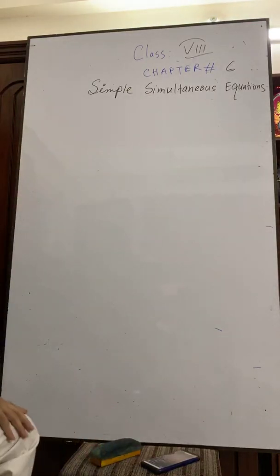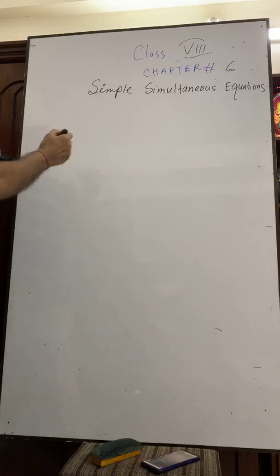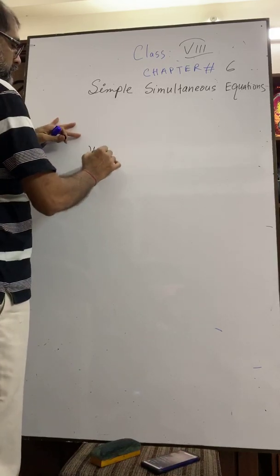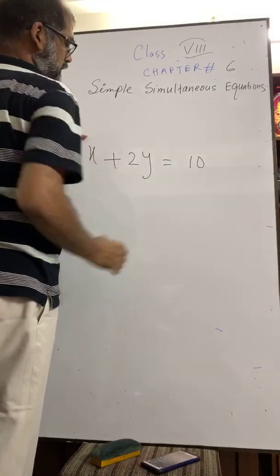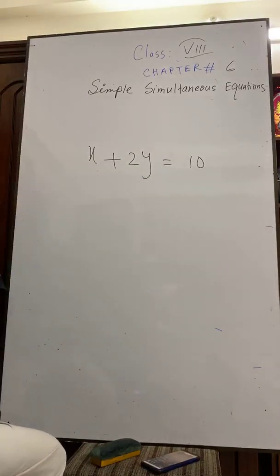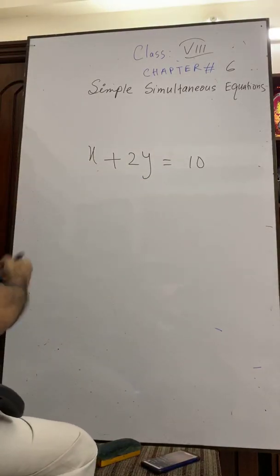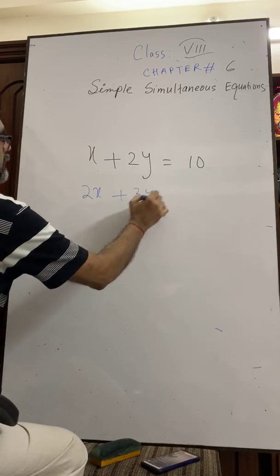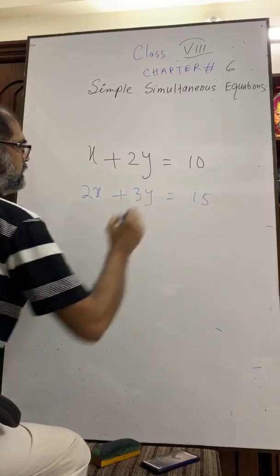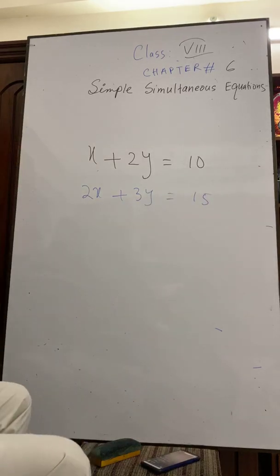Another math. X plus 2y equals to 10 and 2x plus 3y equals to 15. Okay?